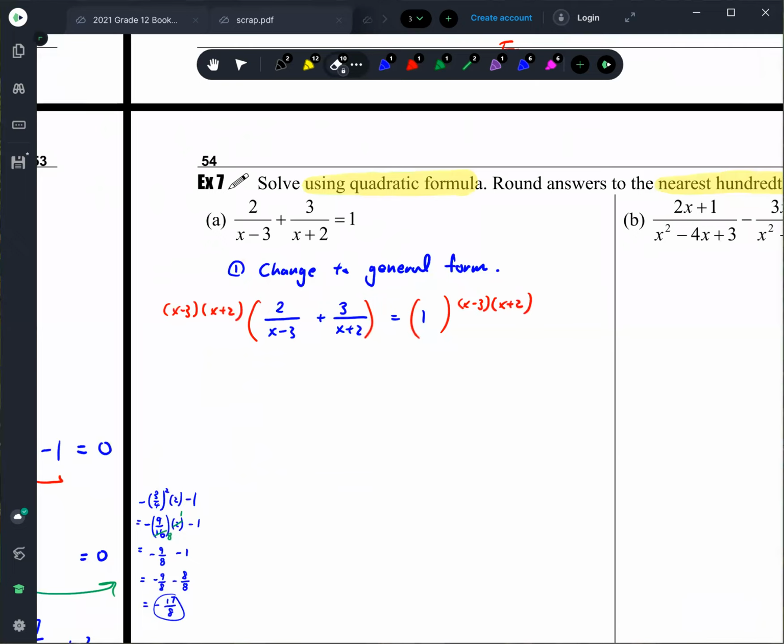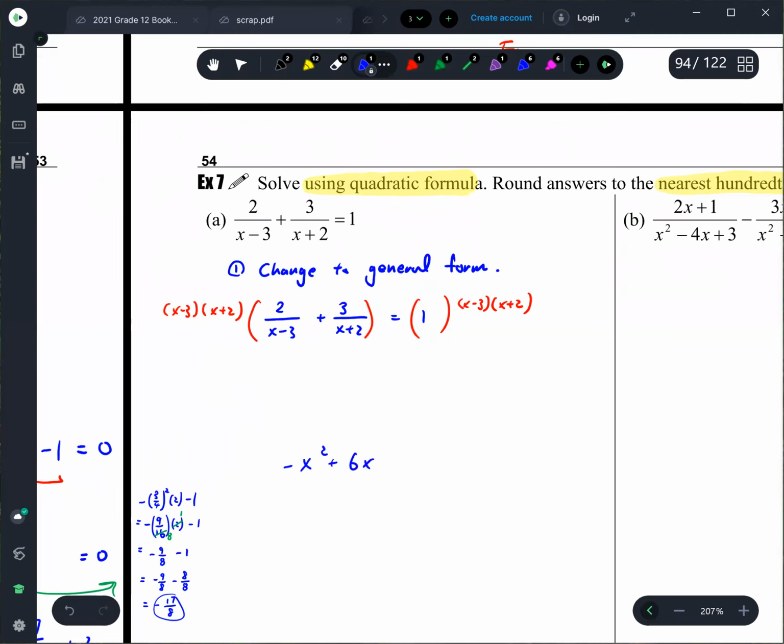Okay. Jenny, what's your general form? Sorry, I just realized I did something wrong. Let me change it. Okay. Then Aaron, what's your general form? I got negative x squared plus 6x plus 6 equals 0. Okay. So don't use the formula yet. Okay, let's get a few more answers, see if we have the same ones.